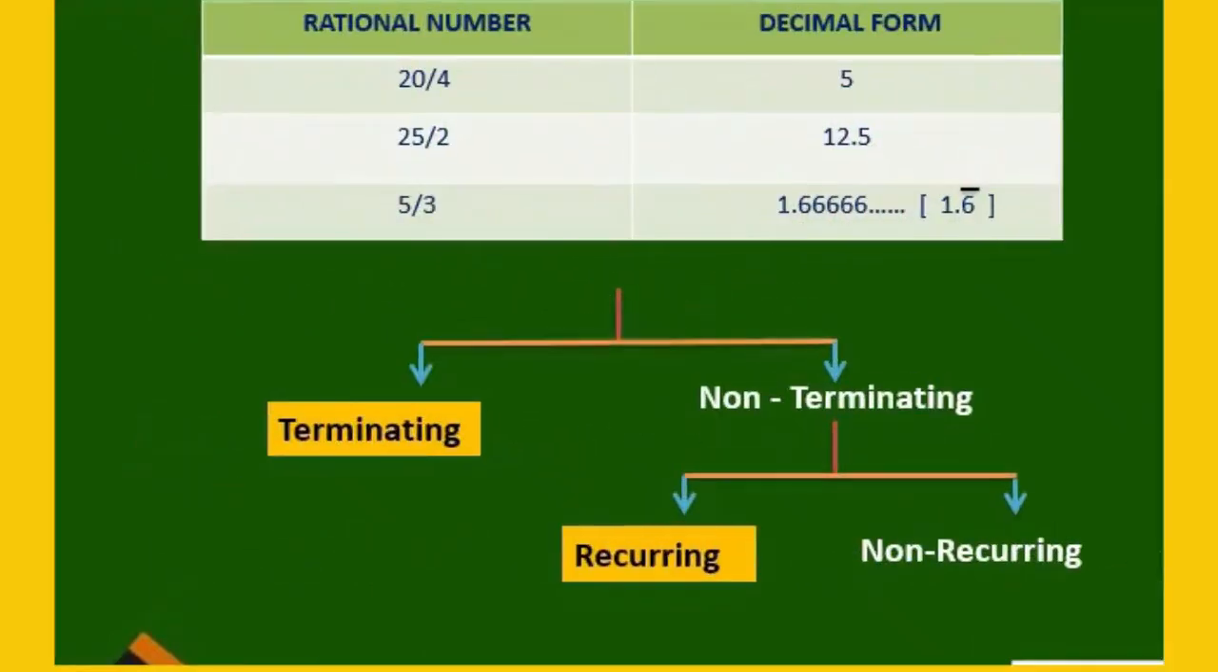Here, we have considered three rational numbers, 20 by 4, 25 by 2 and 5 by 3. When we convert 20 by 4 into the decimal form, we get it as 5, which can be written as 5.0. 25 by 2 is nothing but 12.5, whereas 5 by 3 is nothing but 1.666666 and so on.